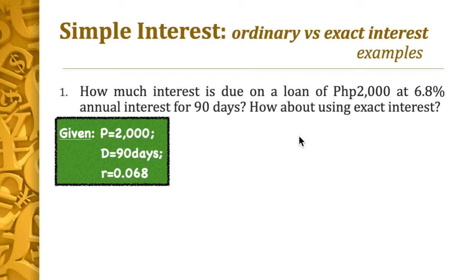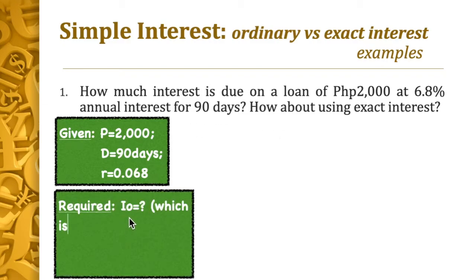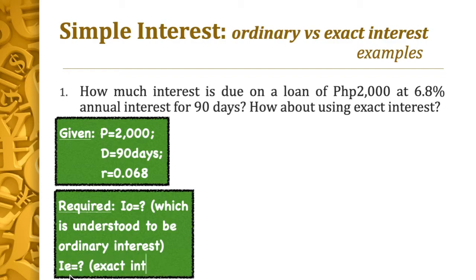So what is required or asked? In the first question, it's the ordinary interest. In this set of videos, we're going to denote that as I sub O, which is understood as ordinary interest. To distinguish it from exact interest, we're going to call the exact interest I sub E. So I stands for interest, O means ordinary, E means exact.